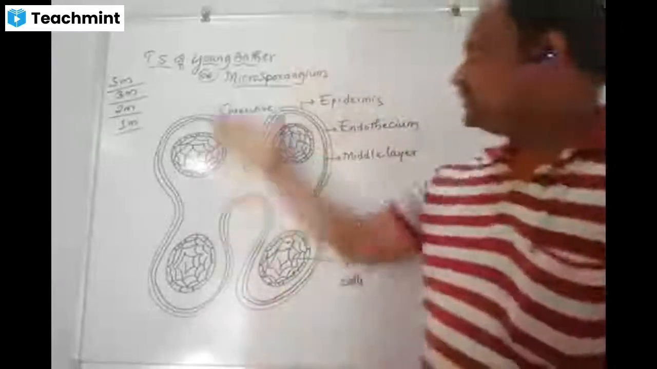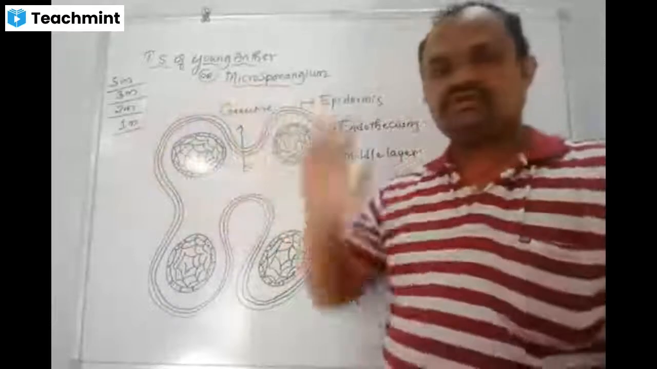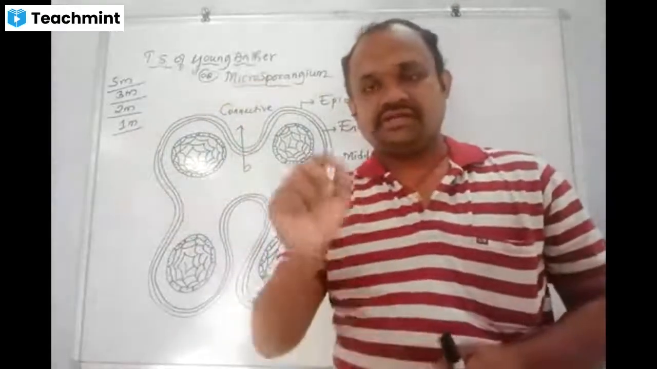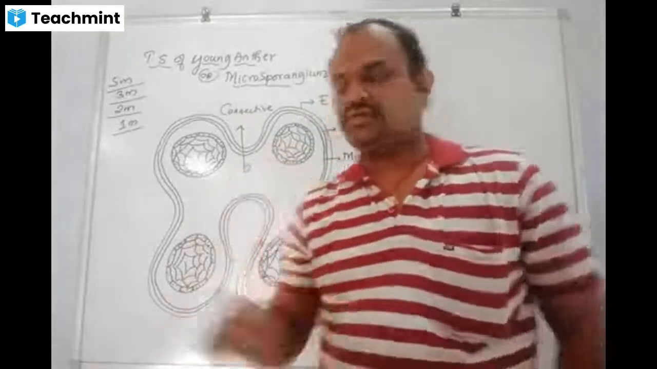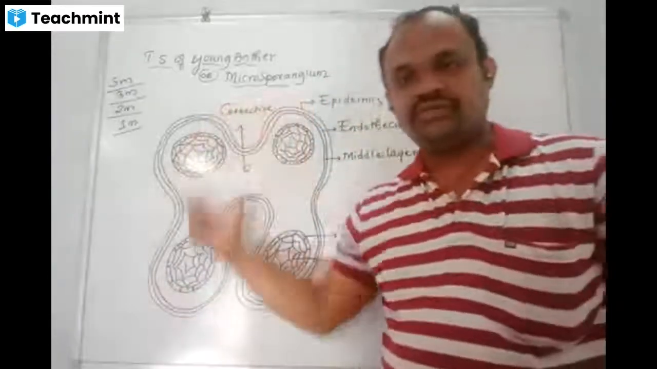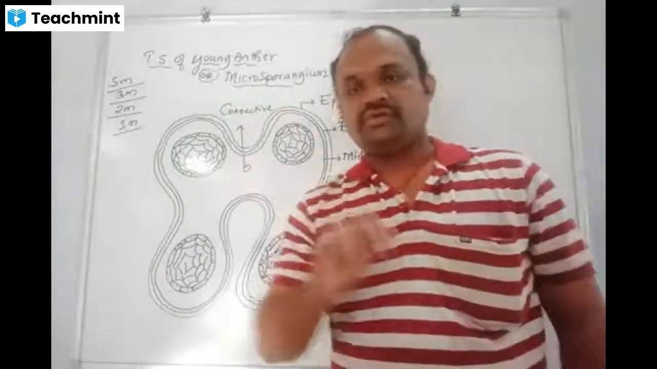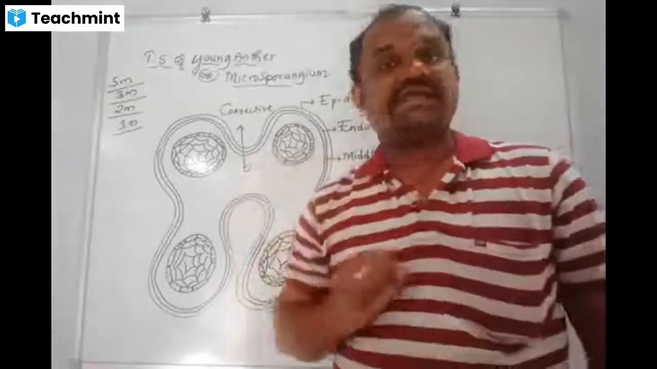Okay. So the transverse section of the young anther, or the structure of the microsporangium. In the annual exam, they don't ask "CS of young anther". So explain the structure of the microsporangium with a neat labeled diagram. Okay. So this diagram explains the dithecous anther.